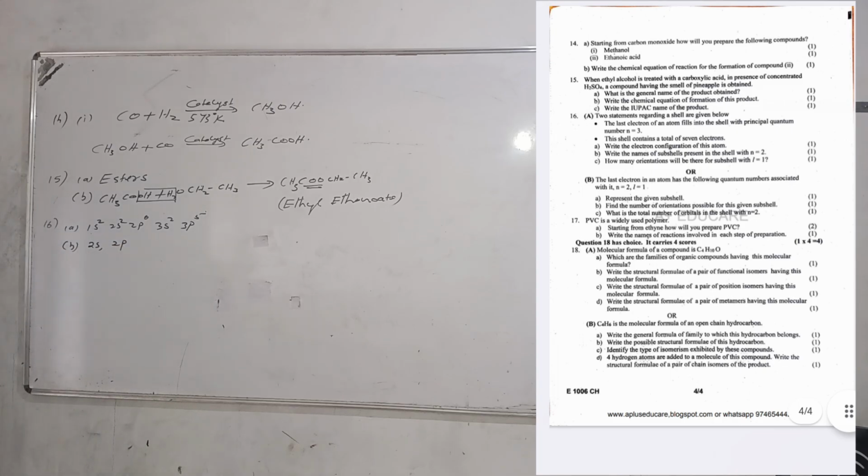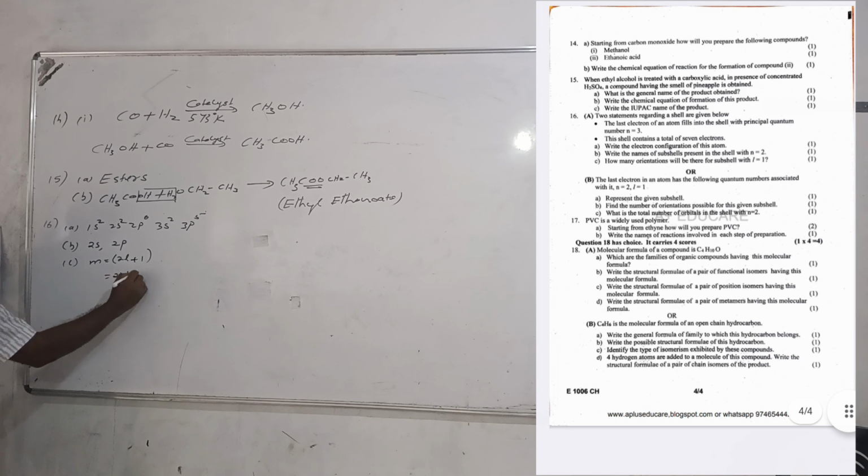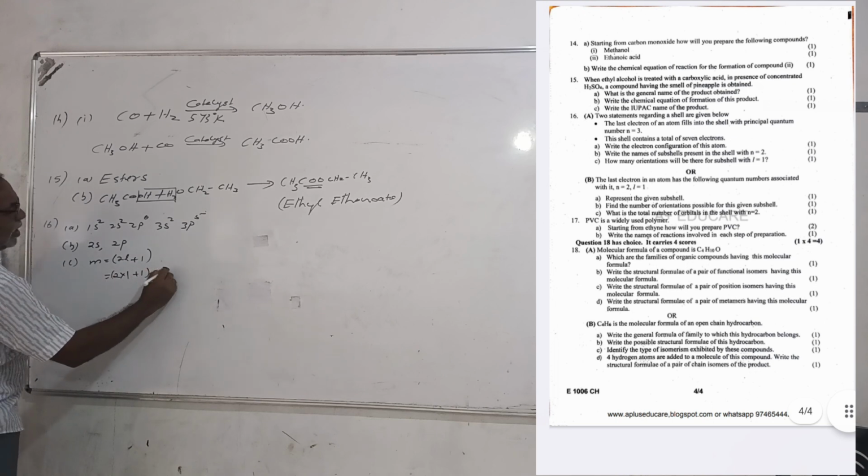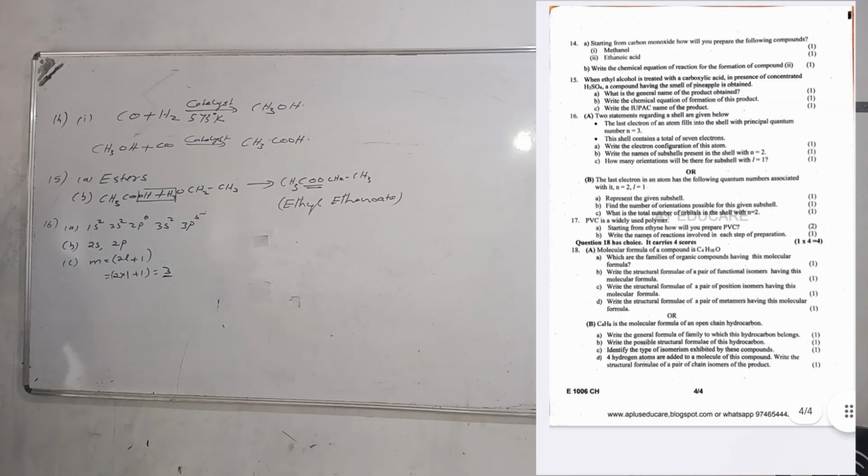How many orientations will be there for a subshell with l equal to 1? It can be calculated by the magnetic quantum number. The number of orientations is 2l plus 1, that is 2 into 1 plus 1, that is 3. So there are 3 orientations.